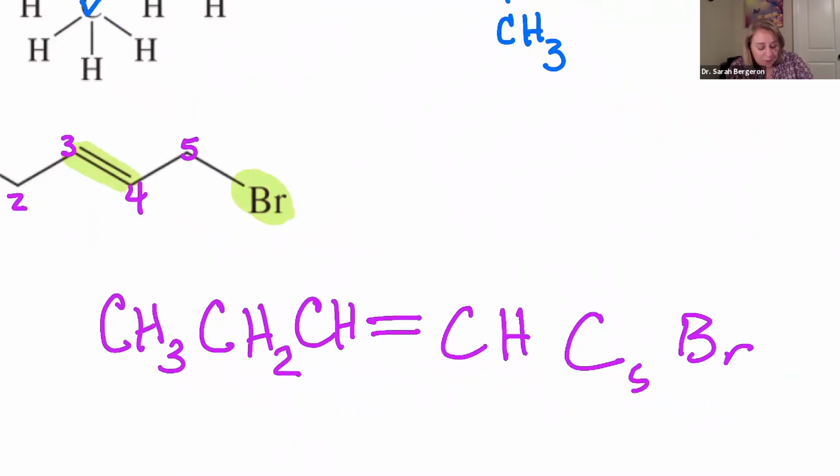Then our carbon 5 has a bond to the carbon behind it and a bond to the bromine, so it needs 2. So we're going to do CH2. There's our condensed structure. Anytime you have something weird, like a double bond, you're going to draw that in.